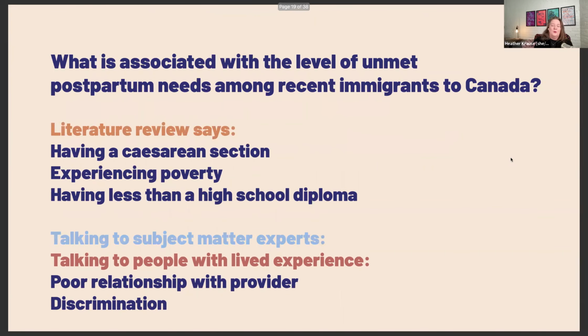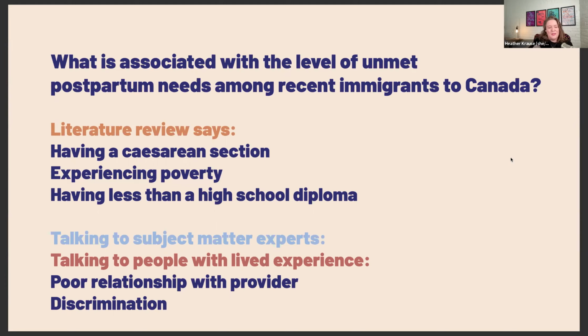We're going to look at the articles that have been published, peer-reviewed literature. We're going to talk to subject matter experts, and we're going to talk to people with lived experience. And the literature review says, and I am simplifying a very complicated piece of work, but some of the things that the literature review says are associated with this unmet need are having a cesarean section, experiencing poverty, having less than a high school diploma.